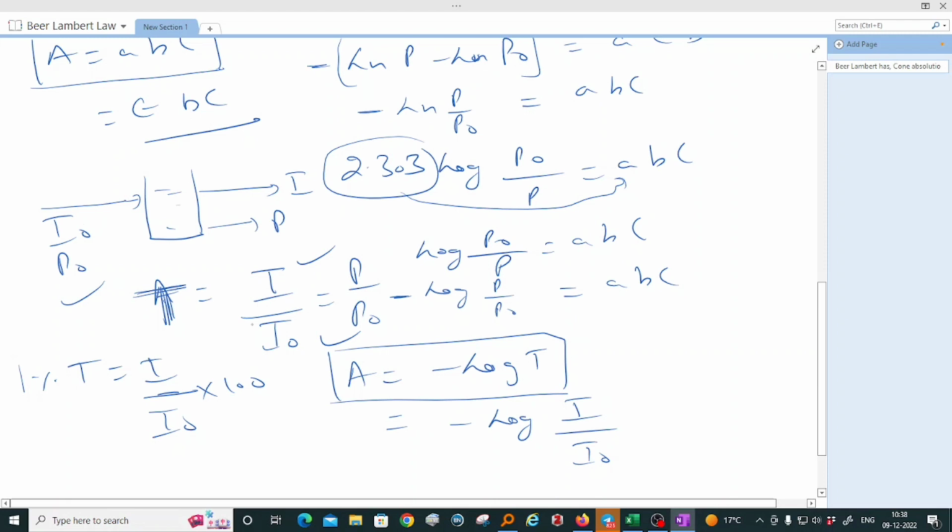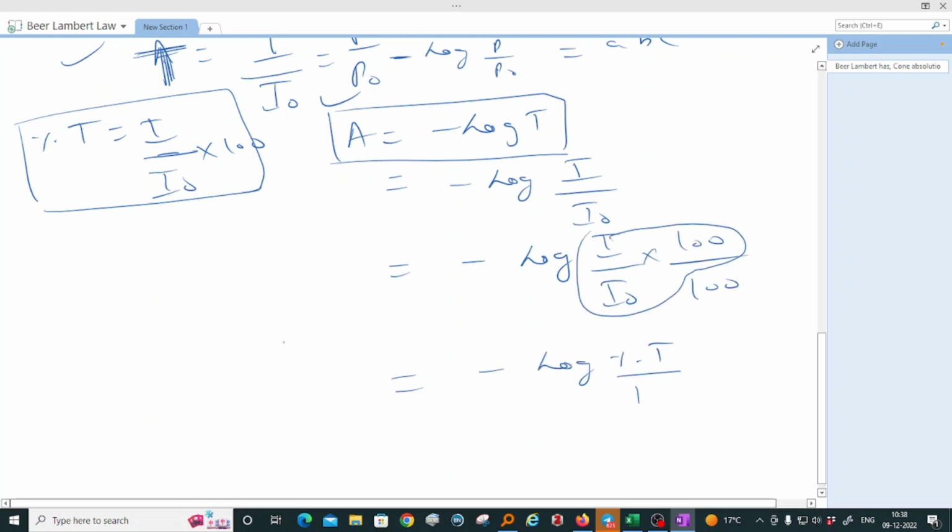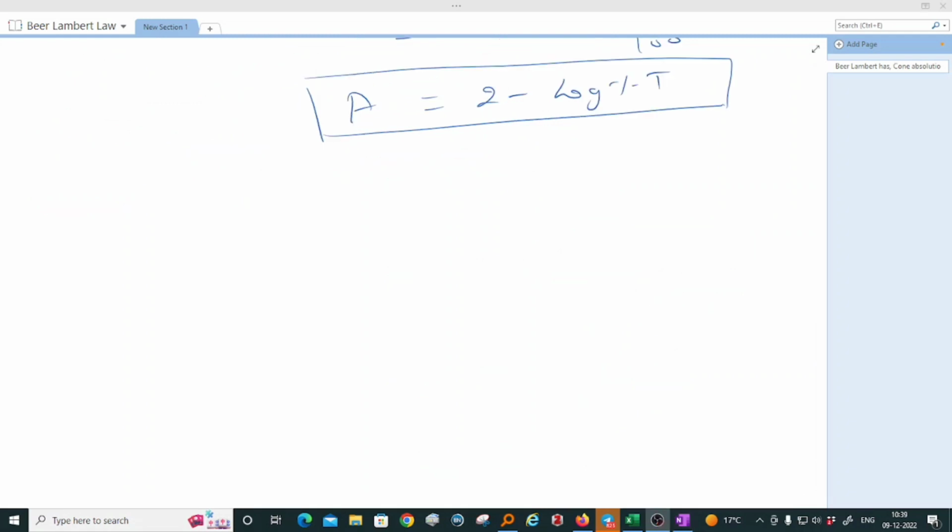Now we can write it as log of I by I naught into 100, divided by 100. So I can do it like this, and we know that I by I naught into 100 is nothing but the percentage transmittance. So minus log of percentage transmittance upon 100. So this will come as 2 minus log of percentage transmittance. So we have proved that absorbance is equal to 2 minus log of percentage transmittance.